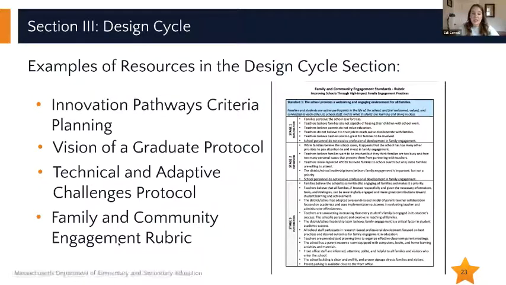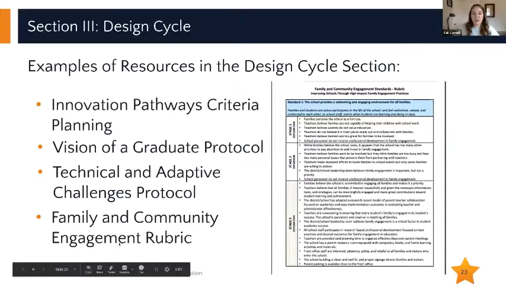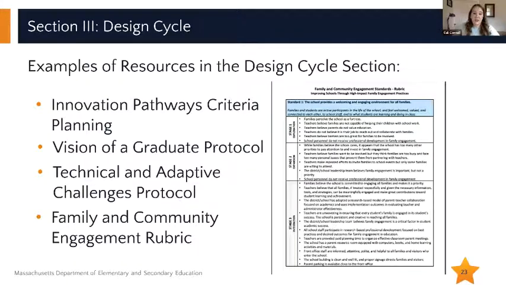This is a resource from our colleagues at WestEd, which is designed to improve schools through high impact family engagement practices. So again, this is only a sampling of all of the resources that are included in section 3. So we encourage you and your teams to explore the materials that are here and use the tools that are applicable to your context and where you are within the design process.